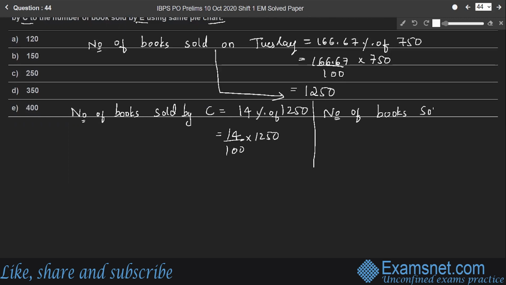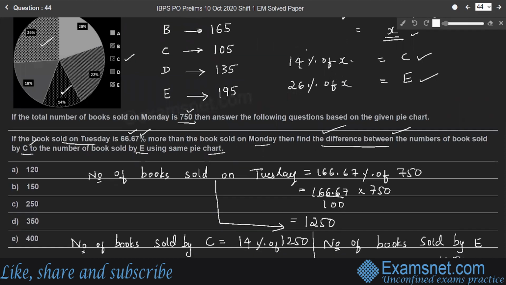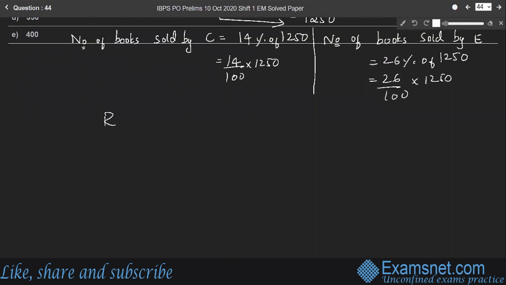Books sold by E is equal to 26% of total number of books sold on Tuesday, which is 26 by 100 into 1250. Right? So here the question is, find the difference between these two numbers. Therefore, required difference is, here 26% is more than the 14%, so 26 by 100 into 1250 minus 14 by 100 into 1250.